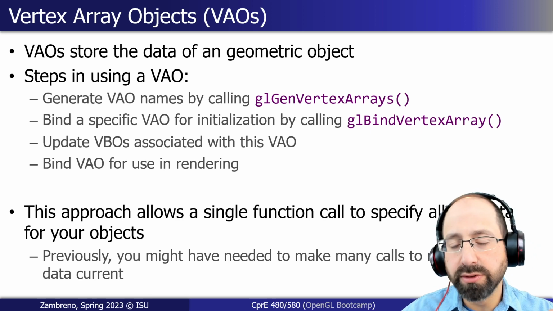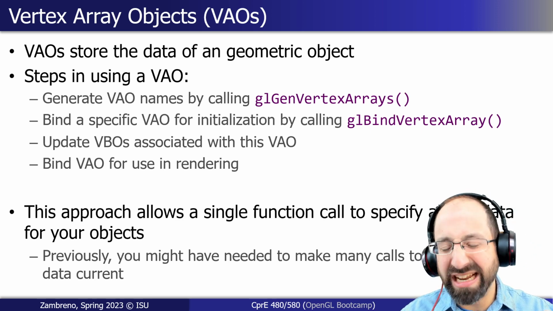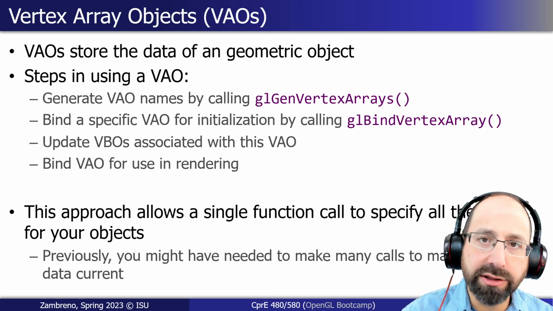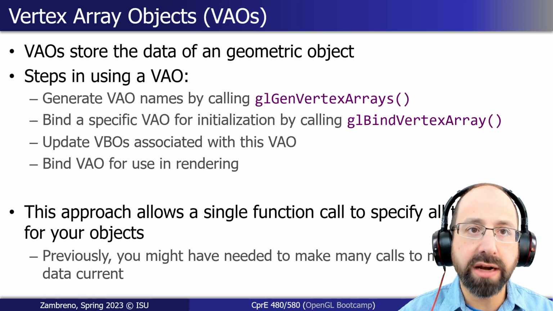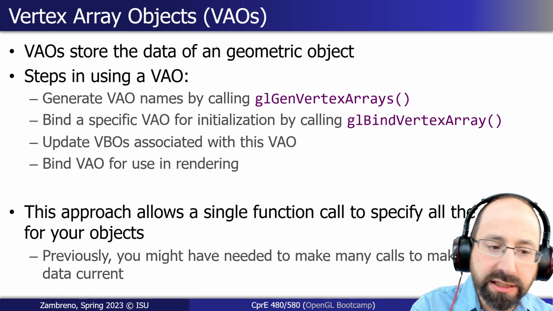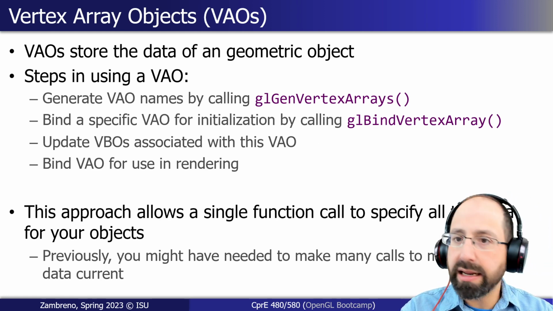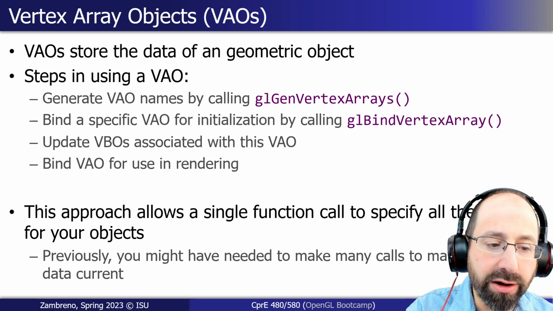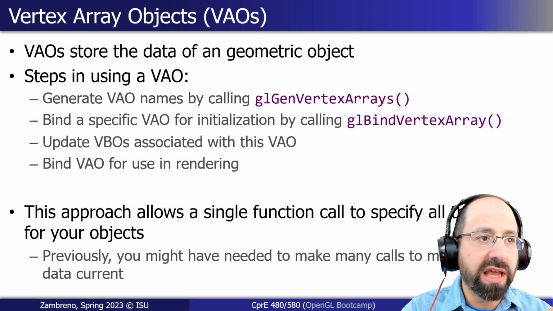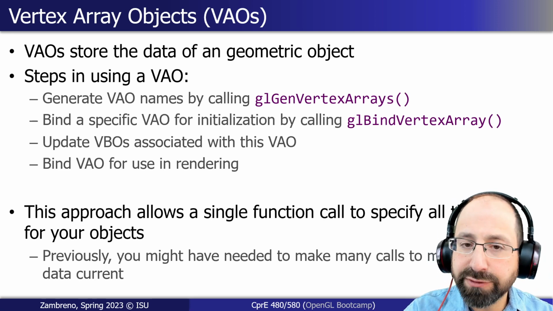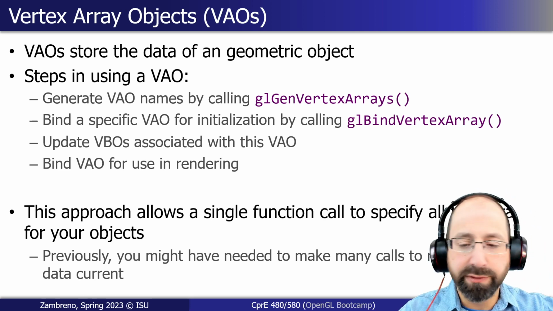We have to do what OpenGL refers to as generating names. You can think of it as generating IDs. I think it's not a named object in a meaningful sense, but you generate those names by calling glGenVertexArrays. You then are going to bind a specific VAO by calling glBindVertexArray. You're going to then create and update the VBOs to associate with the VAO. And then when it comes time to actually render, you're going to specify which VAO you're going to use for that particular rendering.